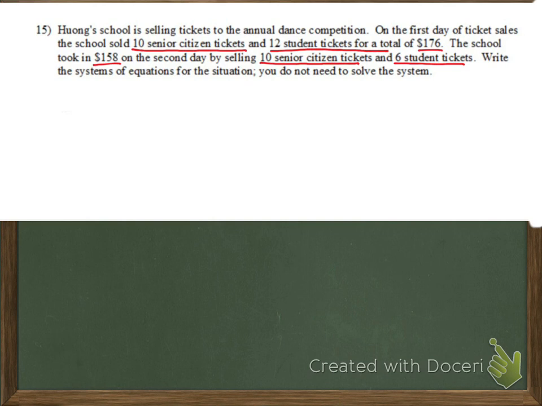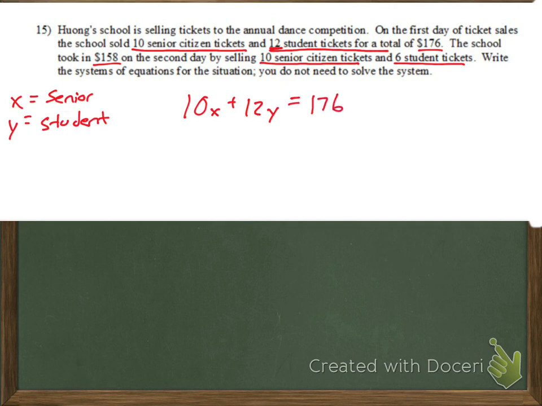So for the equation for the first day, let's just get our variables, right? x equals senior citizen tickets and y equals student tickets. So for the first equation, I have 10 times the price of the senior citizen tickets, so it'd be 10x. Then I have plus my second variable, student tickets, so 12 student tickets times y for the price of that, and that's going to be equal to 176.